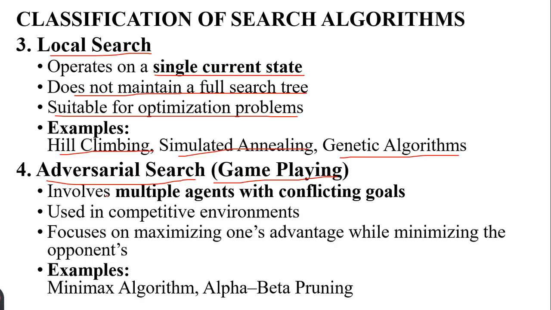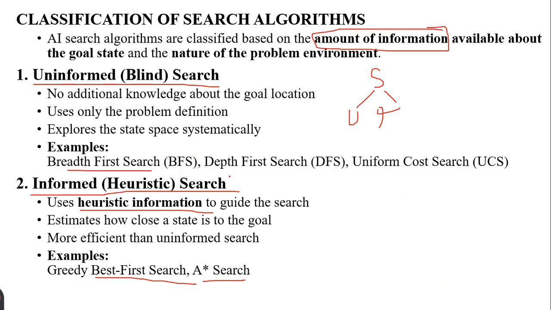Adversarial search involves multiple agents with conflicting goals, used in competitive environments. It focuses on maximizing one's own advantage while minimizing the opponent's. Examples are the minimax algorithm and alpha beta pruning. These two algorithms will be seen later, and now we are going to see only informed search and uninformed search in this video.